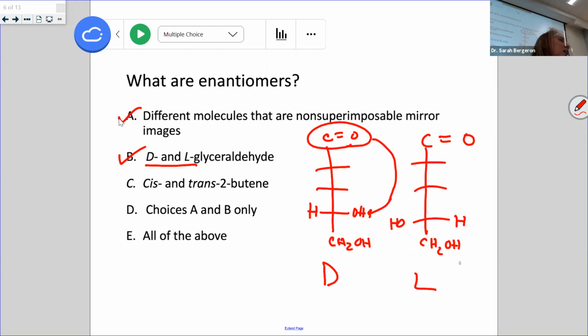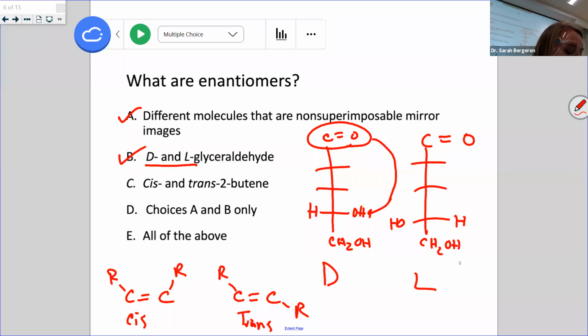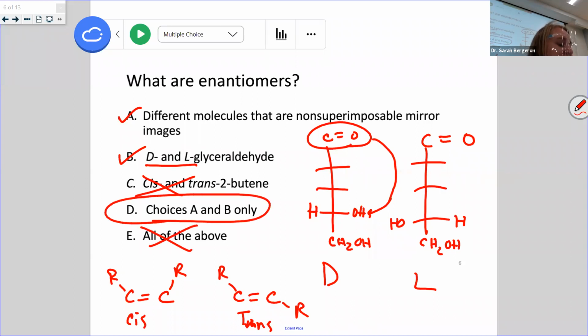How about cis and trans? What we've been talking about so far are carbon-carbon double bonds. If I had this configuration, what would I be? Cis, good. Here, I would be trans. Are these mirror images of one another? If you put a mirror between them, would it be a mirror image? It would not be. So cis and trans are not mirror images. So it can't be all of the above, so it must be A and B.